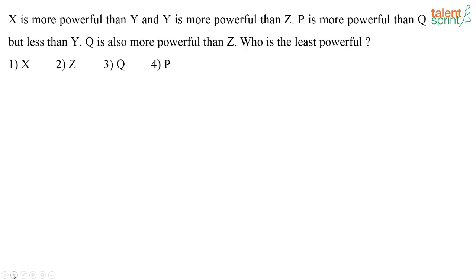Next question. X is more powerful than Y and Y is more powerful than Z. P is more powerful than Q but less than Y. Q is also more powerful than Z. Who is the least powerful? So what is given here?